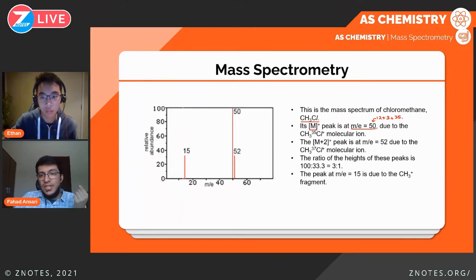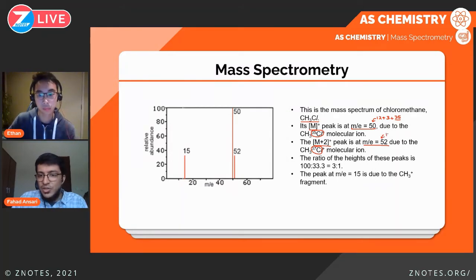You need to choose which isotope you're going to use to calculate the mass to charge ratio. Since this is the M peak, you're going to use the lighter isotope of chlorine, which is chlorine 35, right? And for the M plus 2 peak, you're going to have a mass to charge ratio of 52, because here you're using the chlorine 37 isotope. In the previous one, you had chlorine 35. So if you add up the carbon, which is 12, plus 3 for the three hydrogens, plus 37, now you choose the heavier isotope, because of the M plus 2 peak.